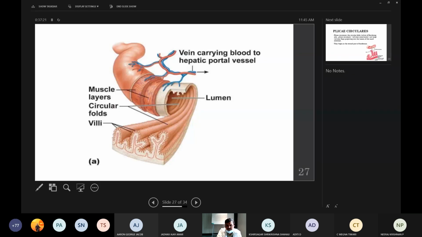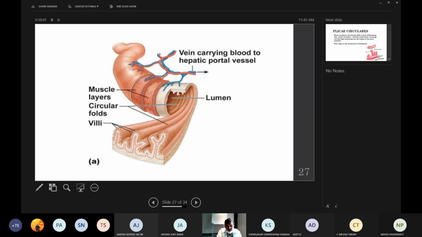This is the vein carrying the blood to the hepatic portal vessels. That is the lumen of the intestine. These finger-like elevations are called the villi. From the villi, you see small, minute finger-like projections. Those are called the microvilli. These circular folds are called the valves of Kerckring. And this layer is the muscle coat. The muscle coat is very thick. It is formed by smooth muscle, with an outer longitudinal and inner circular layer.